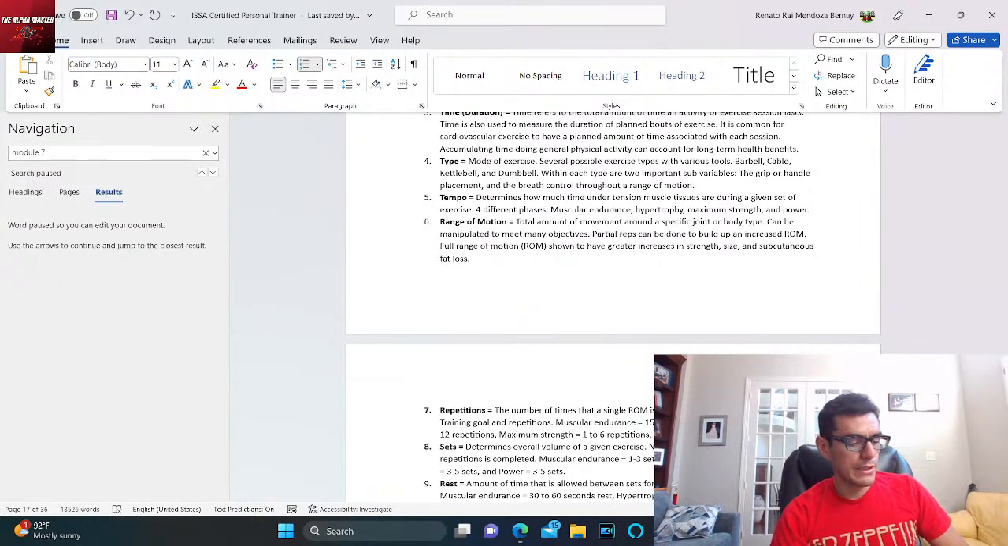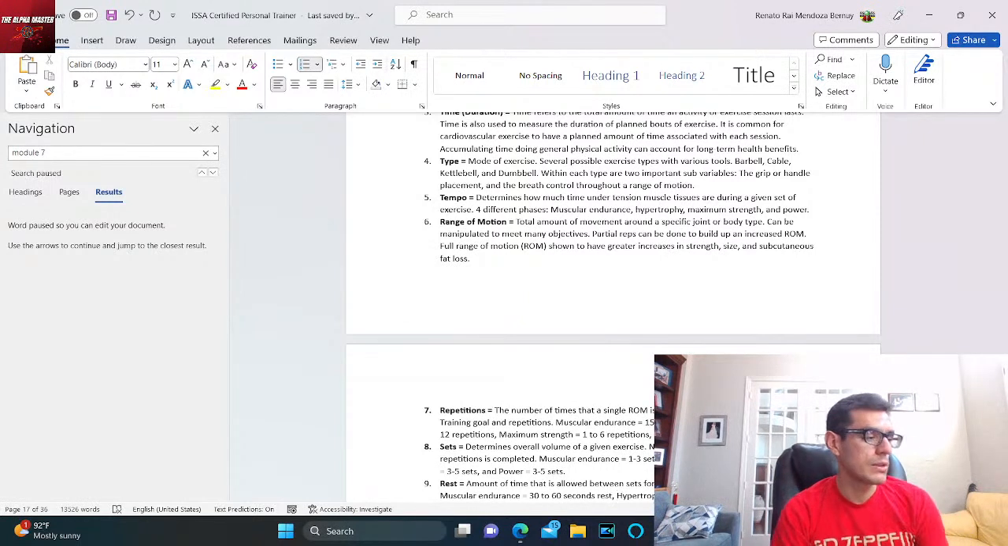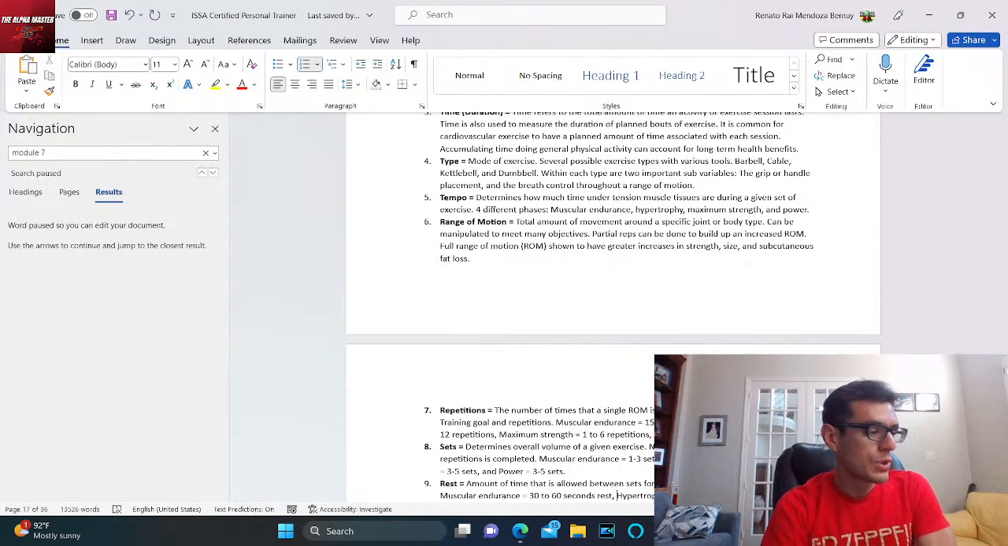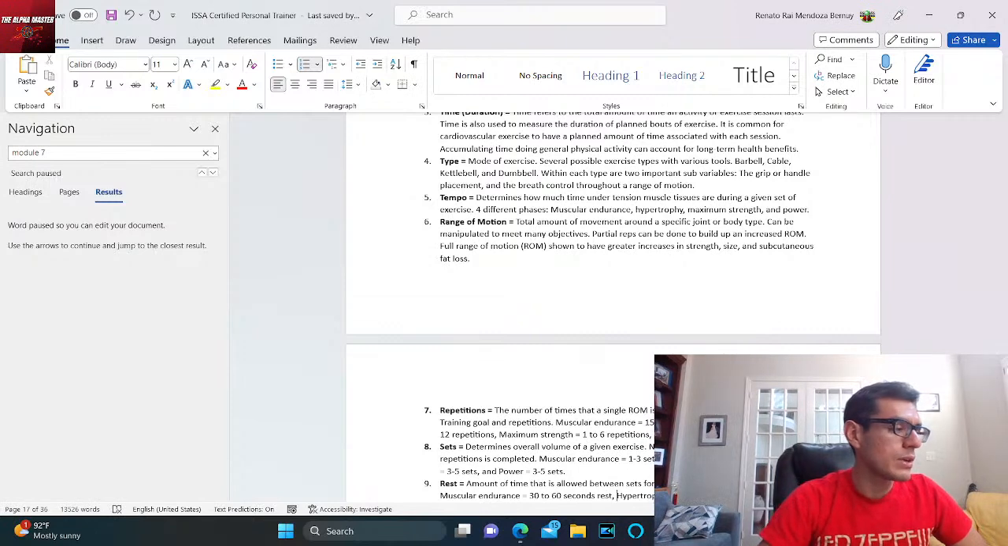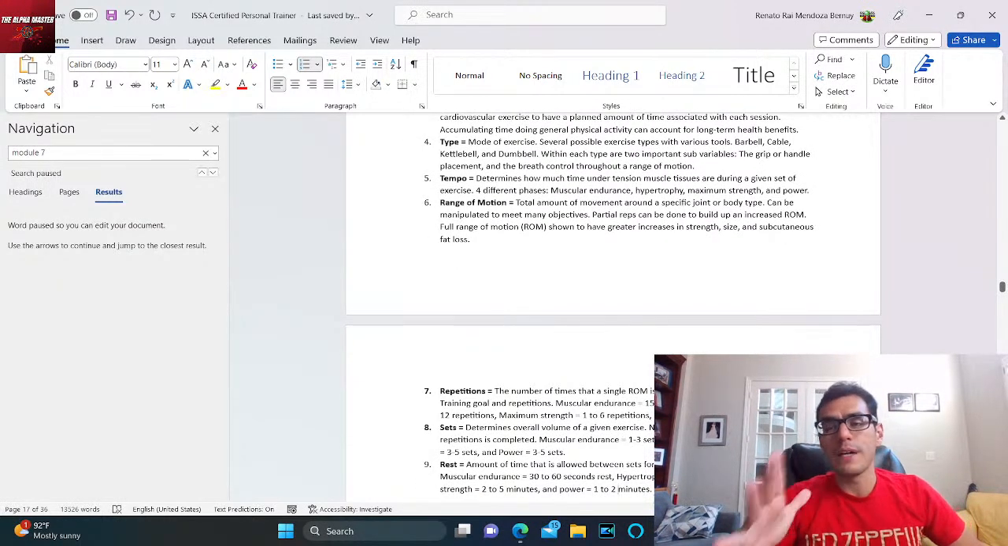Rest is the amount of time allowed between sets for certain metabolic recovery of exercise. For muscular endurance and hypertrophy, you have a rest period between sets of 30 to 60 seconds. For maximum strength, you have from 2 to 5 minutes of rest.